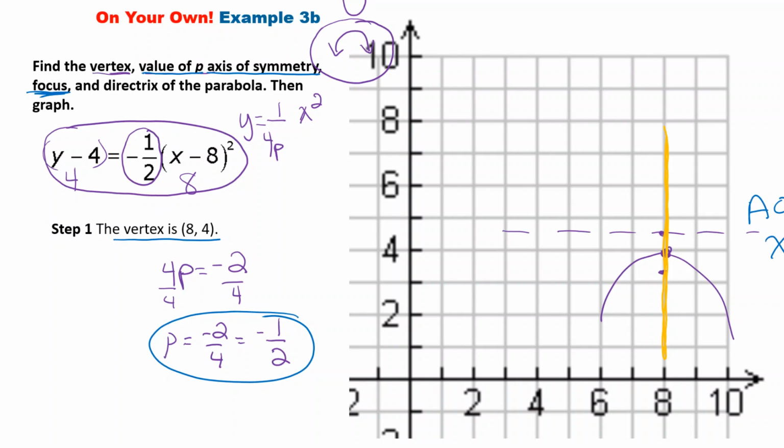My focus is at 8. Let's write that down correctly. My focus is going to be at 8, 3.5. All right, and then finally my directrix is going to be y equals 4.5. And that is your final answer to all of the questions.